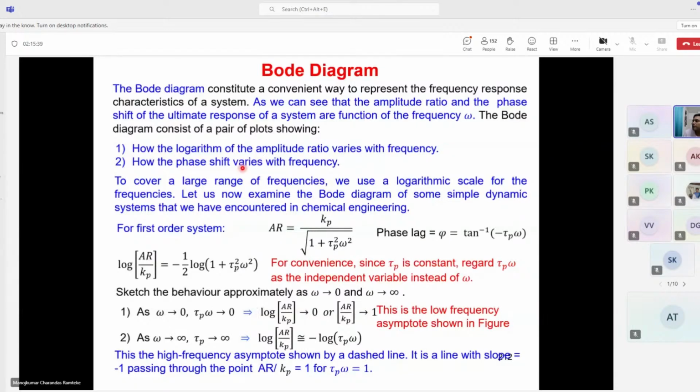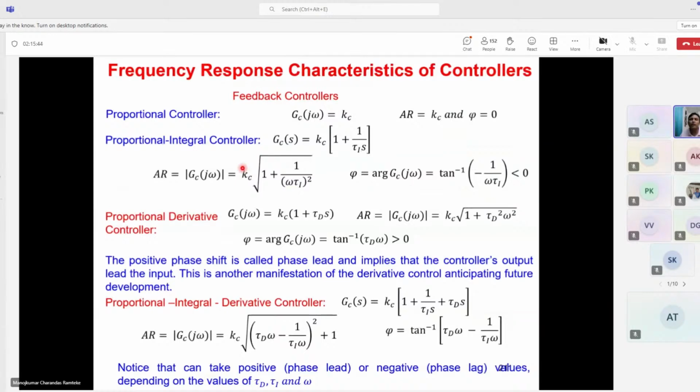So what is a Bode diagram? Bode diagram is very important. Remember, so far we have only looked at what happens if a sinusoidal input is given to the first order process, second order process, pure capacitive process, dead time, proportional controller, PI controller, PID controller, and what type of amplitude ratio and phase angle we are expected to get. That is what we have found out.